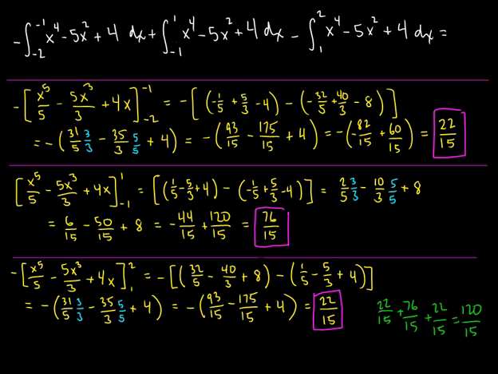Adding up all those fractions, we get 120 over 15, which is just 8, and that's our final answer for the whole problem then. So a lot of work involved in that, but that's how we do a complex problem like this.